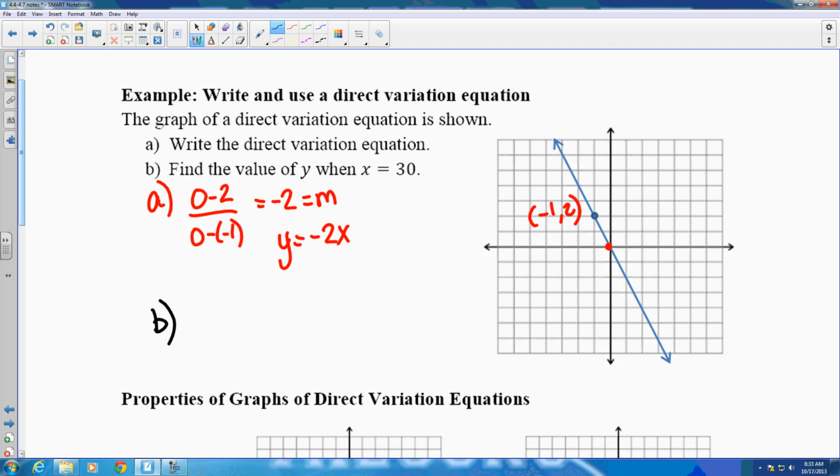B, find the value of y when x is 30. So we're going to put in 30 for x, and y is -60.